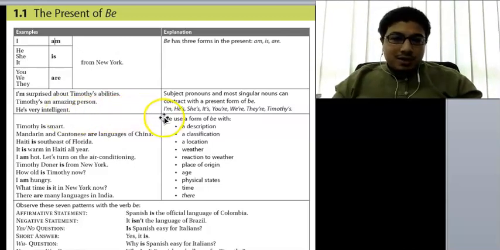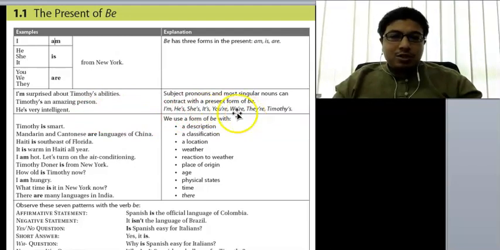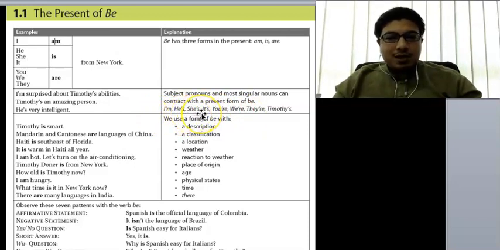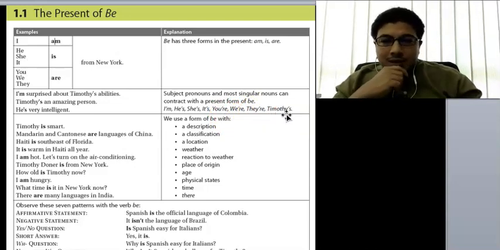If you can see here, there is a list of words with the short version of the be verb. I'm, he's, she's, it's, you're, we're, they're, and Timothy is becomes Timothy's.